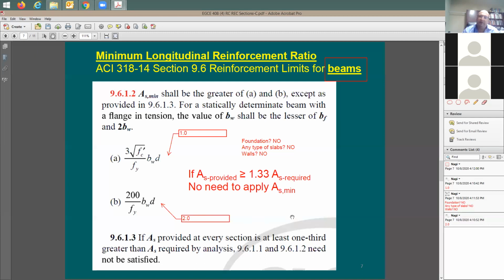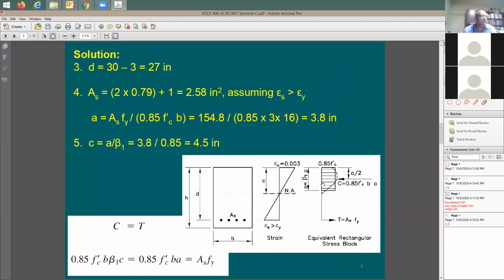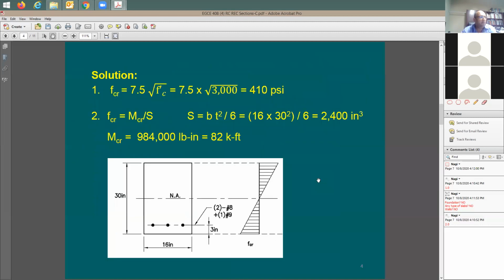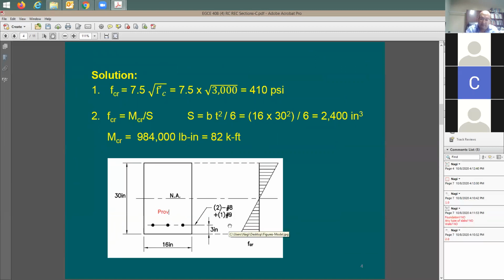But usually you have the required reinforcement, and then you have the provided reinforcement. We understand this. So if I go back here to this problem, is 2 number 8 and 1 number 9 the provided or the required, according to your understanding? Let's see. Provided.